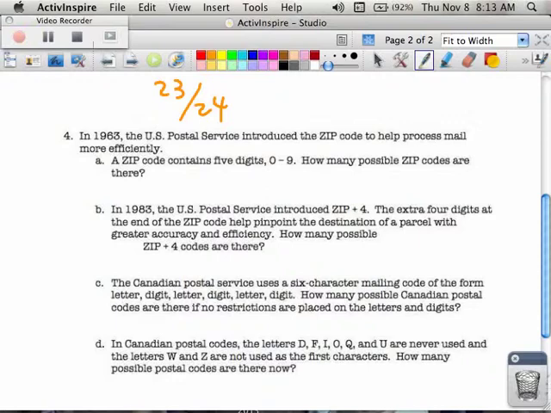And they want to know how many zip codes are possible then in the United States of America. So here's what you do. For the first number, 0 through 9, how many choices could you pick? 10. You can pick 0, 1, 2, 3, 4, 5, 6, 7, 8, 9. There are 10 different numbers you could pick.